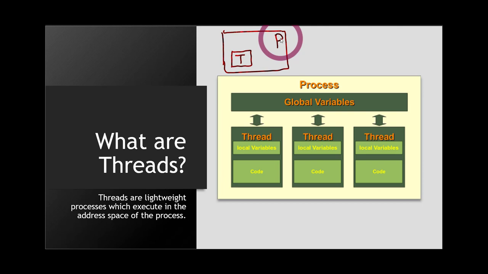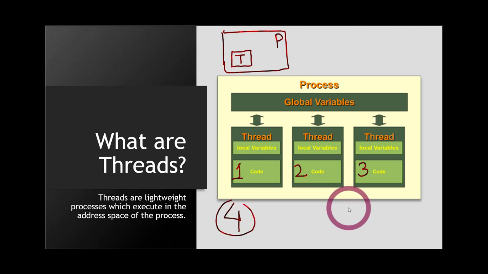Now we have to look at two things. First, let's suppose this is some process which created these three threads. So this is thread number one, this is thread number two, and this is thread number three. Now the question is, how many threads are there in total in this process? The answer will be four threads, not three.